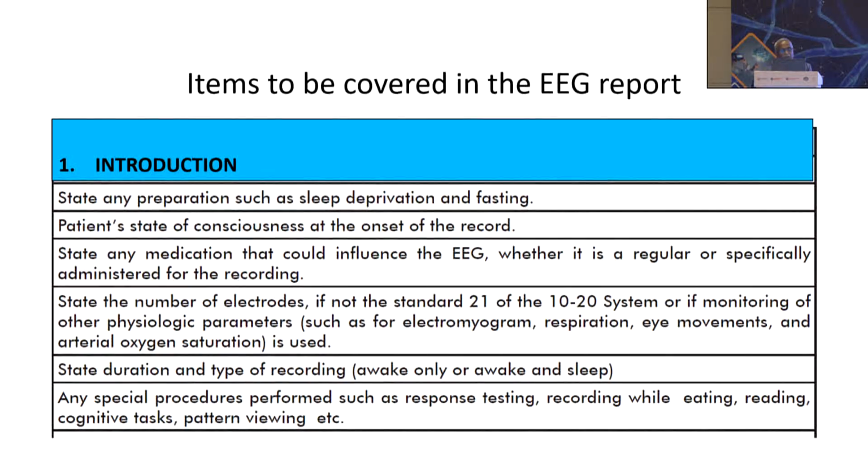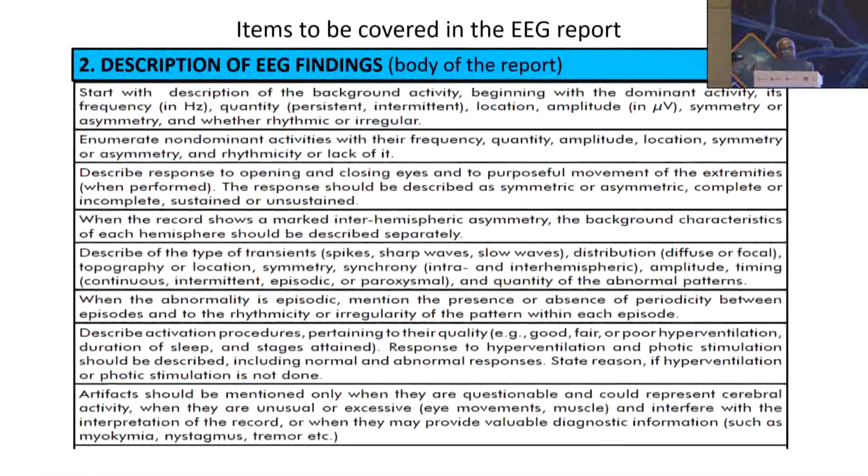For example, the anterior temporal electrodes are routinely used in some labs, but labs which use them only once in a while should describe that. Or sometimes the midline frontal electrodes anteriorly are used when you're suspecting a mesial frontal lobe epilepsy. State the duration of the recording, awake only or awake and sleep. Describe any special procedure performed, like testing the patient while reading or eating, or with a cognitive task or pattern viewing. These are important in patients referred with a suspected diagnosis of reflex epilepsy.